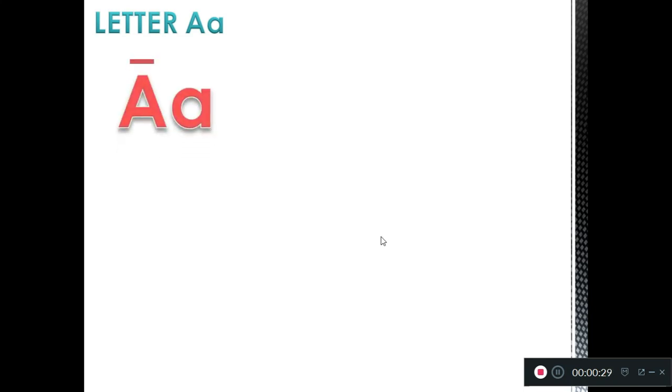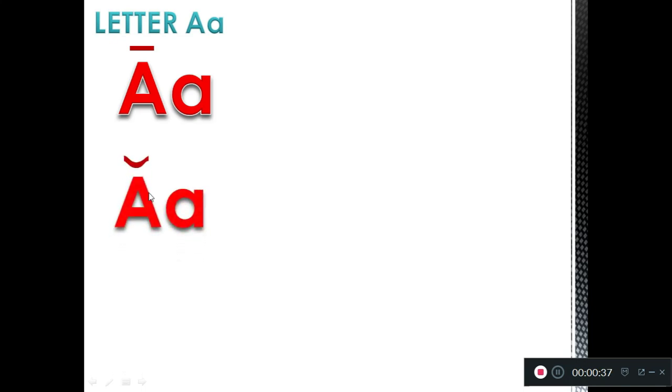So the first one is A. Of course, you can see this dash on top of the A, which is making it A. The second one is A. Of course, this little curve on top of the A is making it called A. And we have the third one, which is called ah. Of course, the ball on top is R.